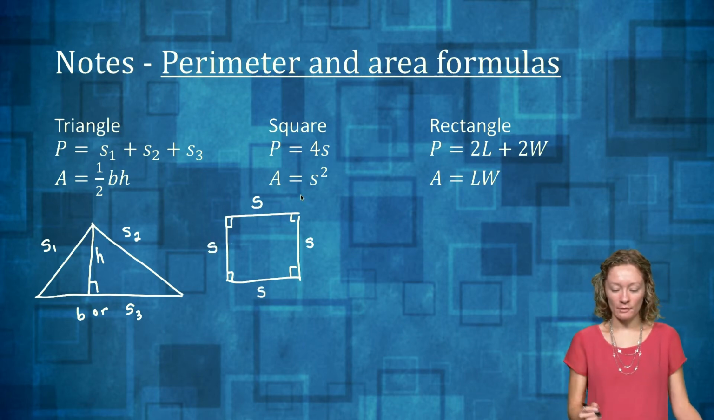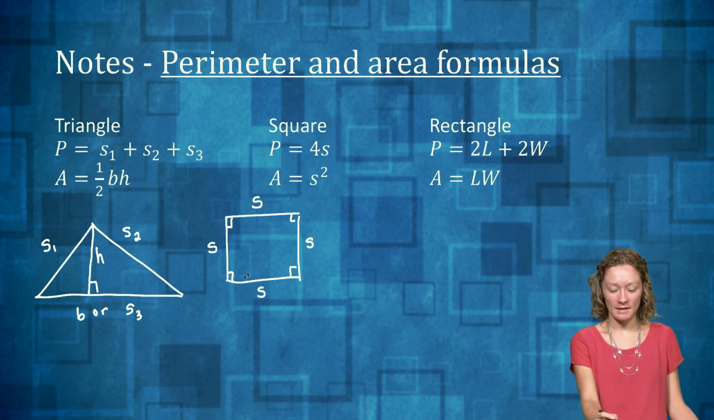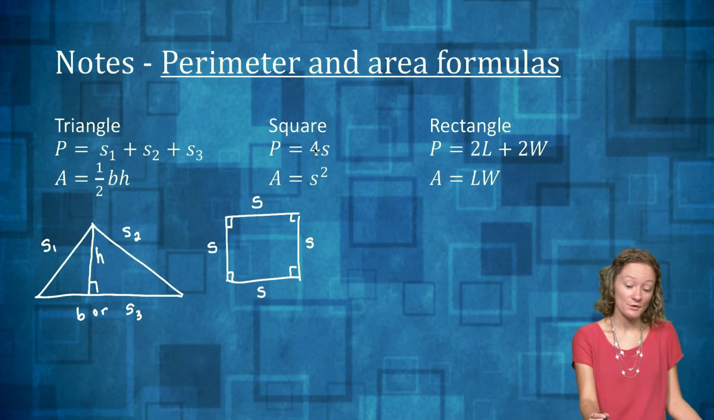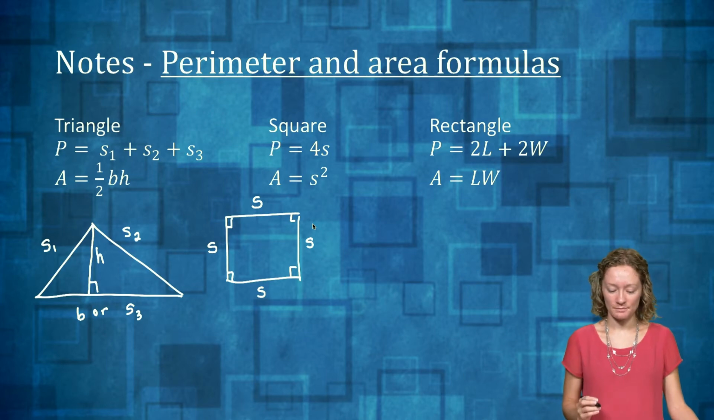And then the area formula is multiplying S times S, so S squared, because they're the same. You fill in by multiplying essentially a length times width, but they're the same measurement. You can use length times width with squares. You can use the rectangle formula with a square. It'll ultimately work out. But if you have a square, then you can specifically use these.